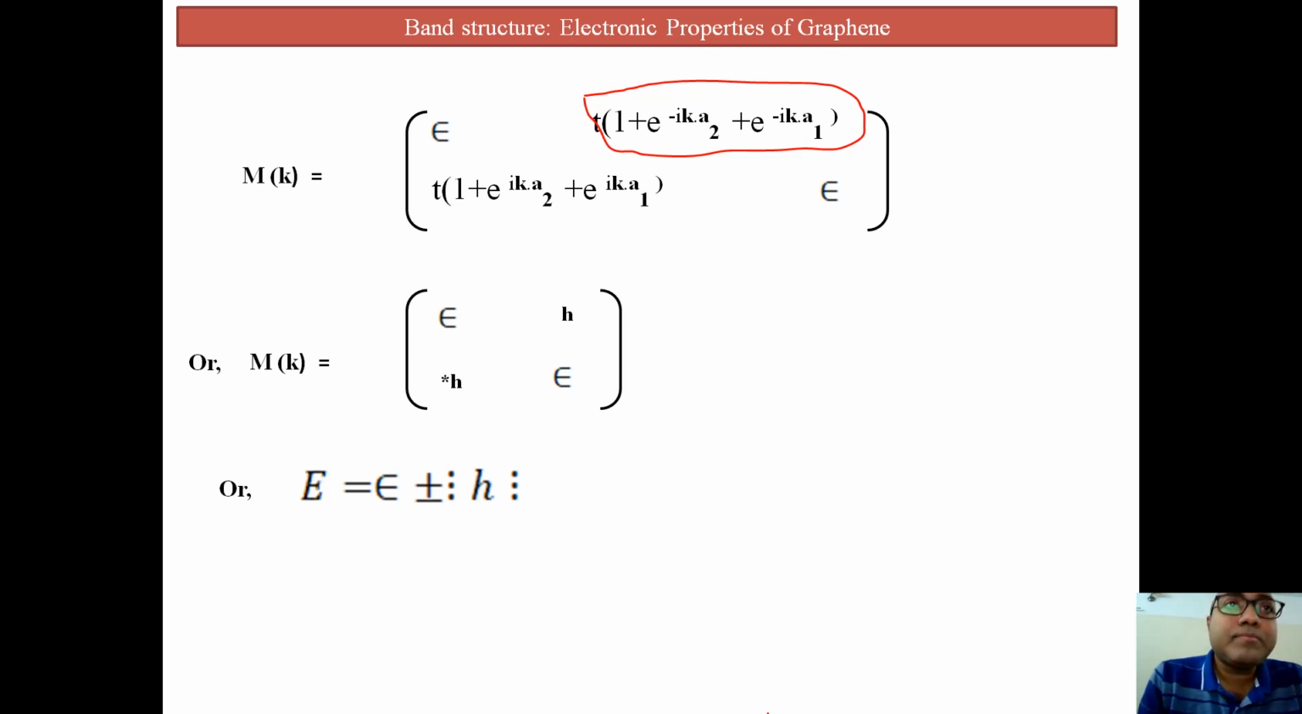And what are the eigenvalues of these things? So epsilon plus minus H bar. So you can calculate. Here you remember H is actually the magnitude, plus minus H magnitude, because it's a complex conjugate. If you go to the literature, people end over here. Because this is nothing but my EK diagram, right? Energy versus K.